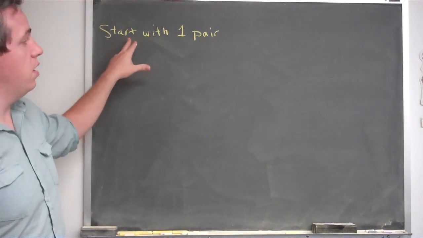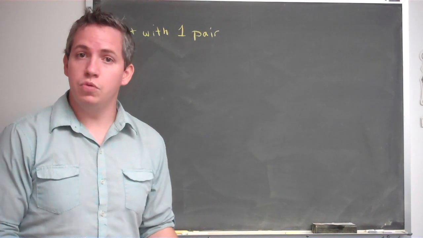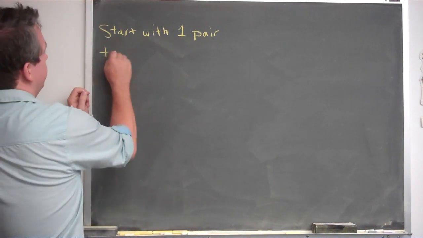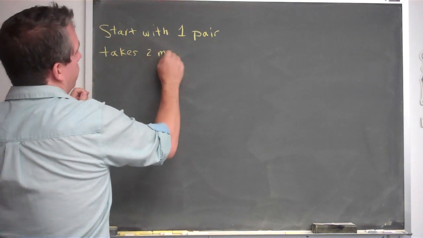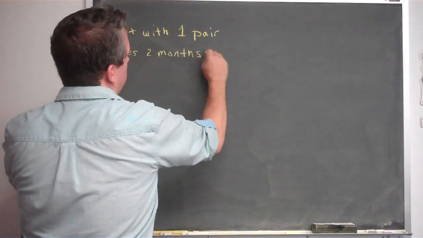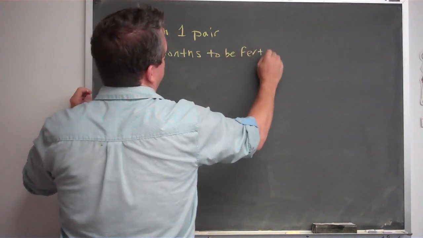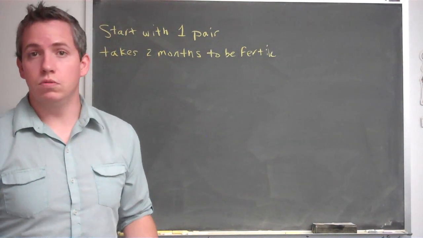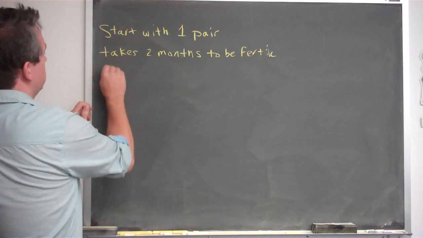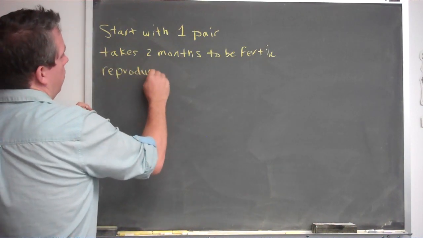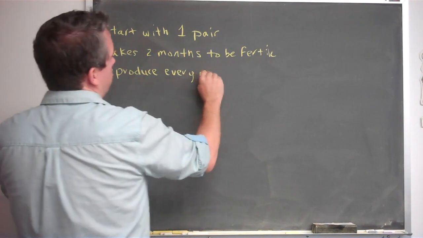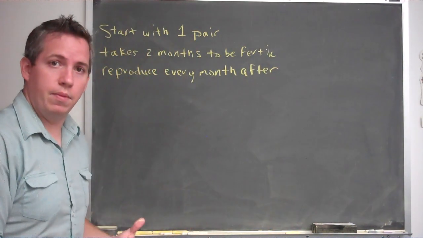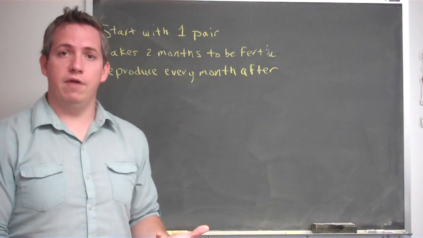So what if this one pair of rabbits is unable to reproduce for 2 months? So it takes 2 months before they're able to reproduce. And then after they hit fertility, they're able to reproduce monthly. And they do. They reproduce every month after that. So what's the rabbit problem? The rabbit problem is, how many pairs of rabbits will we have after a certain amount of time?